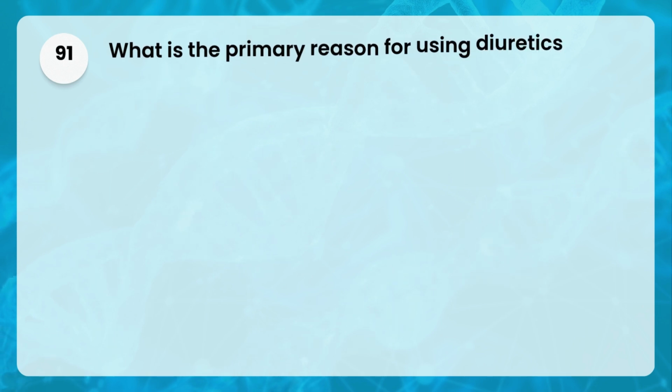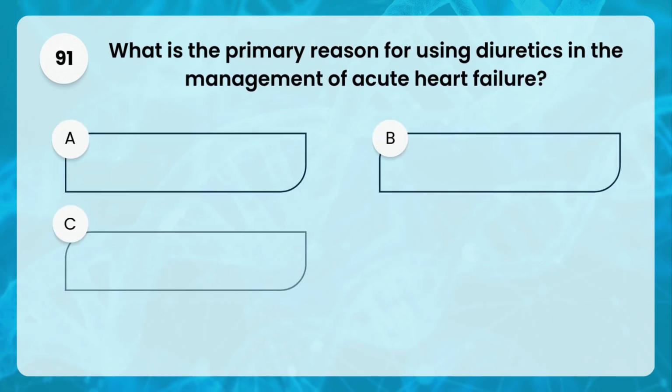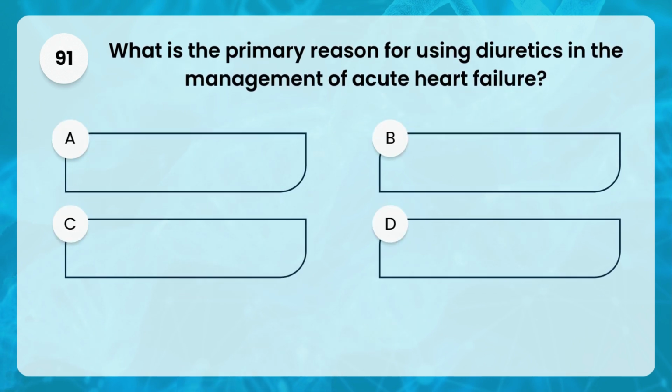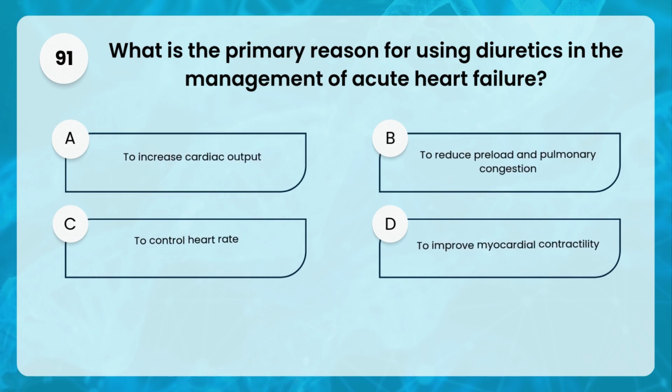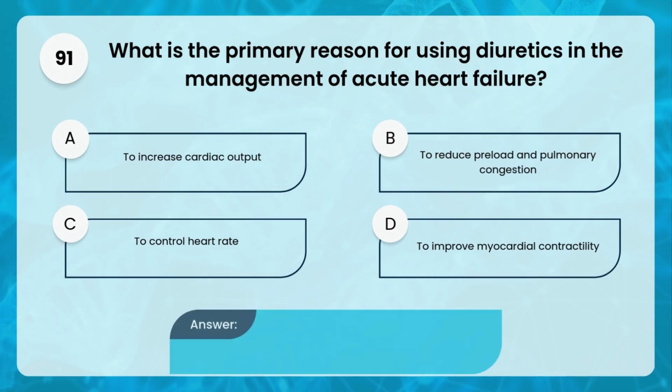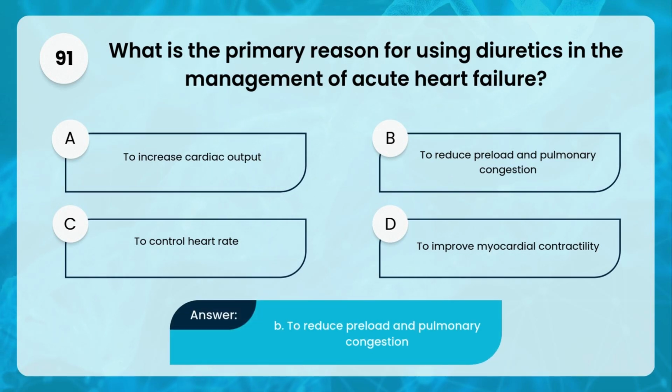Number 91. What is the primary reason for using diuretics in the management of acute heart failure? A. To increase cardiac output. B. To reduce preload and pulmonary congestion. C. To control heart rate. Or D. To improve myocardial contractility. The answer is B. To reduce preload and pulmonary congestion.